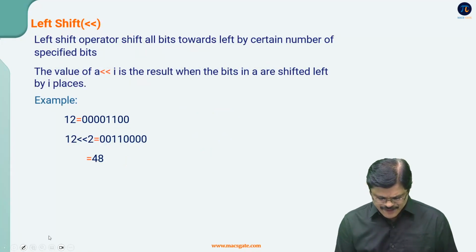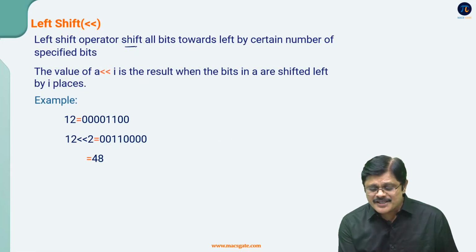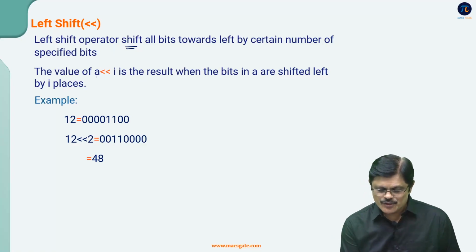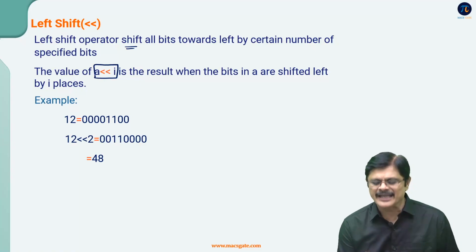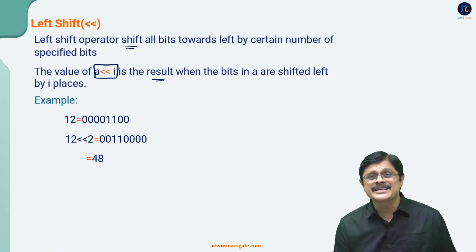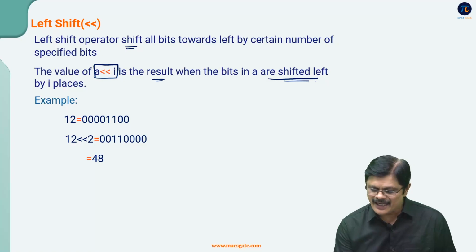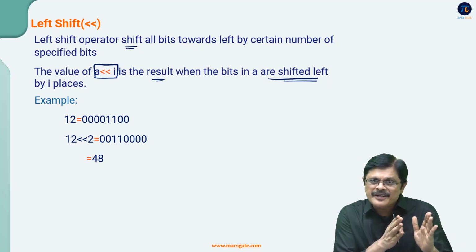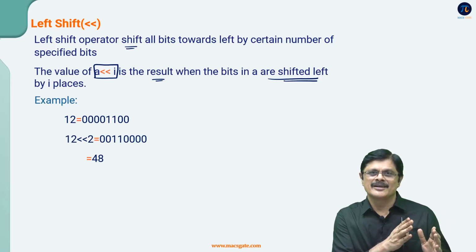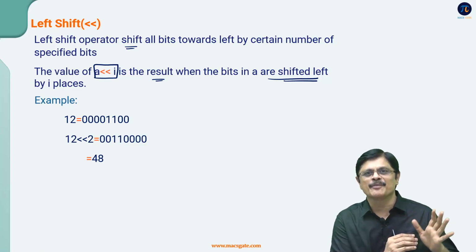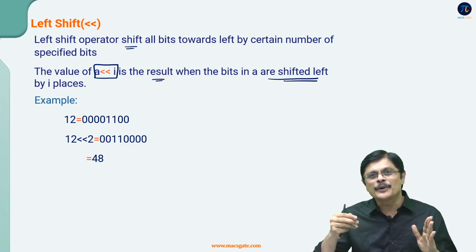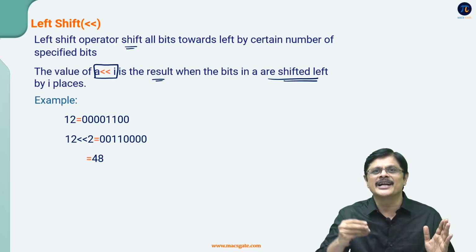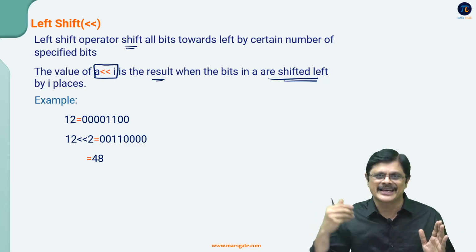Now, left shift. The left shift operator shifts all bits towards left by a specified number of bits. So, the value of A left shift I is the result when the bits in A are shifted left by I places. That means the leftmost I bits are removed. To compensate for that, we are going to add trailing zeros. How many bits you shifted left, that many zeros you are going to add on the right.